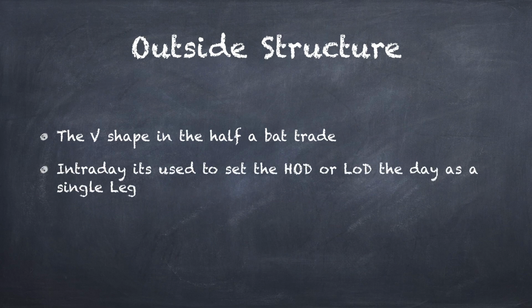Intraday, it's used to set the high and the low of the day as a single leg. You ever had that scenario where you didn't have an M, you had basically just a V, a big V, right, going down, straight back up again. And you're like, man, it didn't do a second leg. Or it had a V top that went up, came right back down, right? Created the high of the day, low of the day. That's what that is. It's the outside structure.